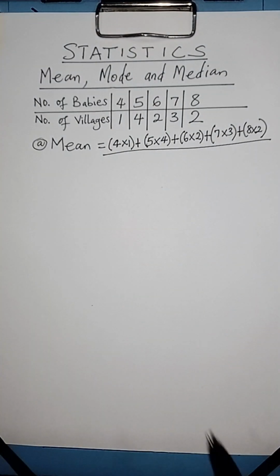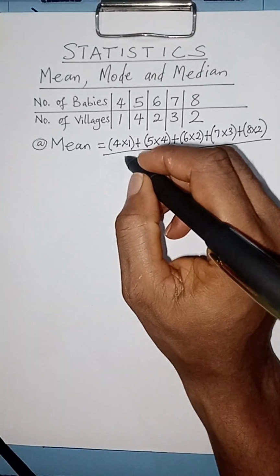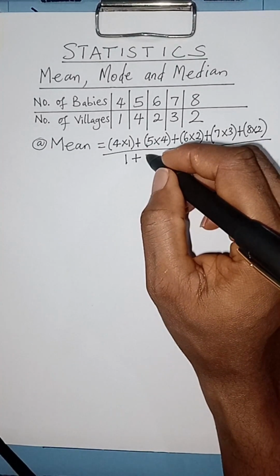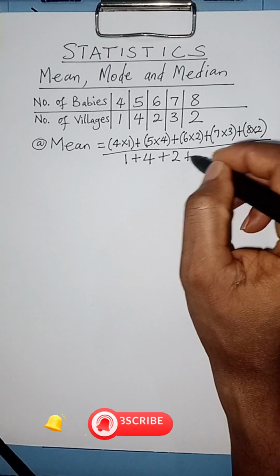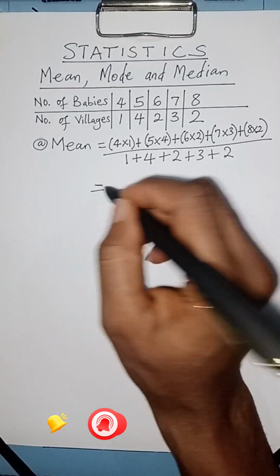Divide. The frequency is the number of villages. So you're going to add them together: 1 plus 4 plus 2 plus 3 plus 2. Now, what would this give you?